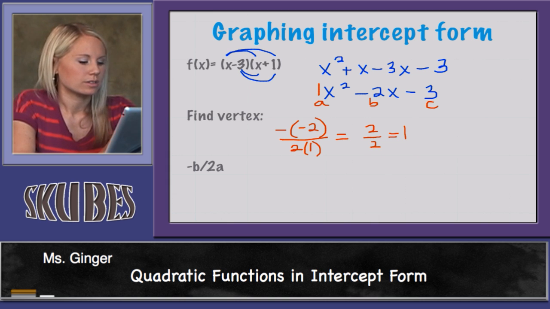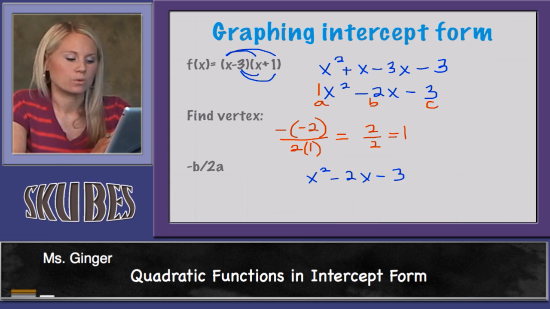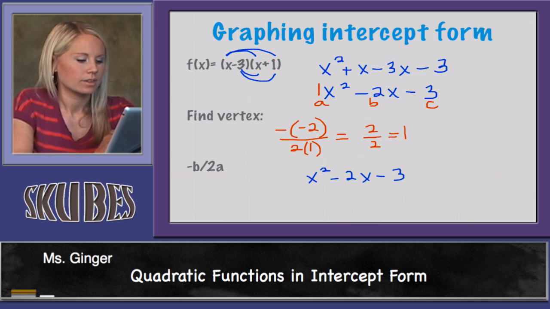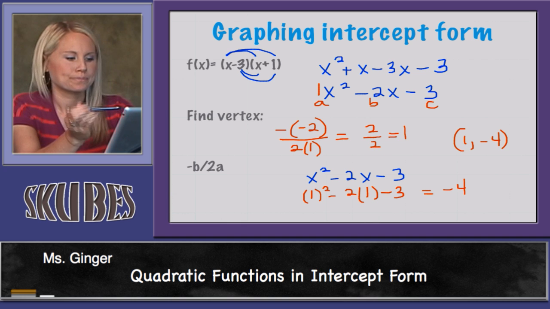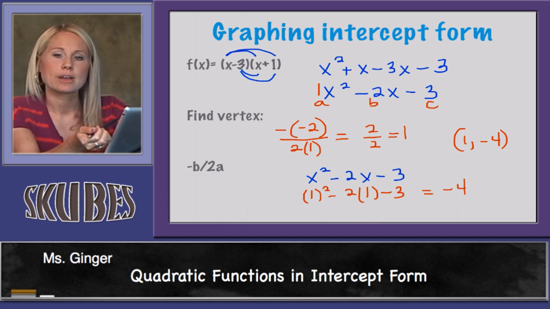So in our equation, let's go back to our blue color, x squared minus 2x minus 3. I'm going to put in this 1. See what comes out. So 1 squared minus 2 times 1 minus 3. I've got 1 minus 2, which is -1, subtract another 3, negative 4. So we have a vertex of 1, negative 4. All right, so we know a good deal about this graph now.